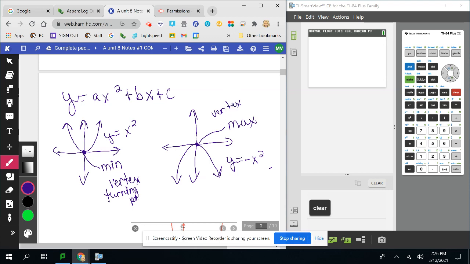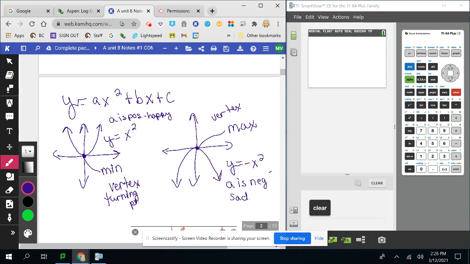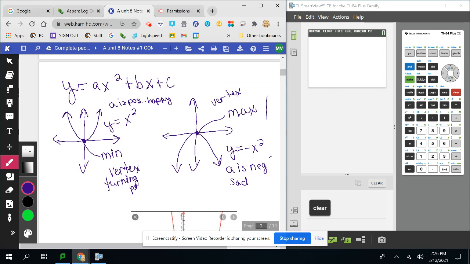What determines which way the parabola opens is a. If a is positive, then it opens up, and I call it a happy parabola. If a is negative, then it's a sad parabola. It opens down. Parabola is what we call these graphs. We do need to know a couple other key points for a parabola at this point in time.